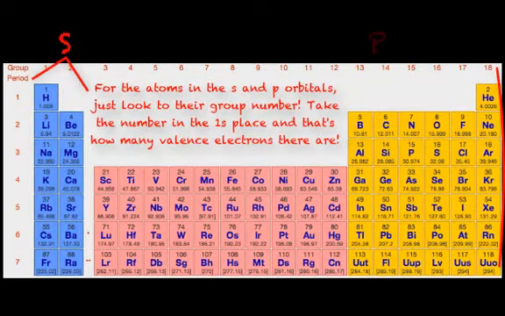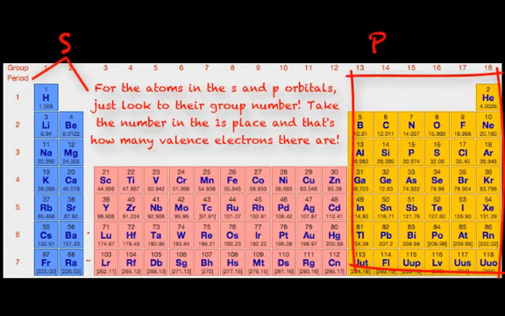For the atoms in the s and p orbitals, just look to their group number. Take the number in the ones place, and that's how many valence electrons there are. See? It's easy.